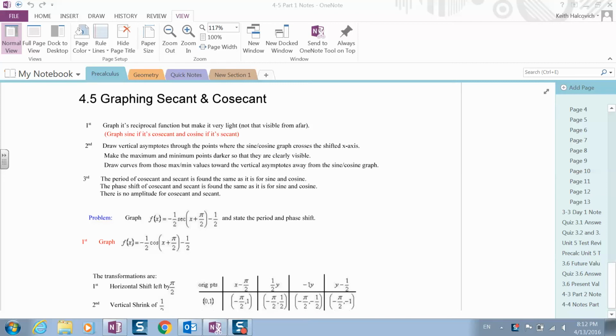Welcome to tonight's video on graphing the secant and cosecant functions. The steps that I outlined in the notes are as follows.